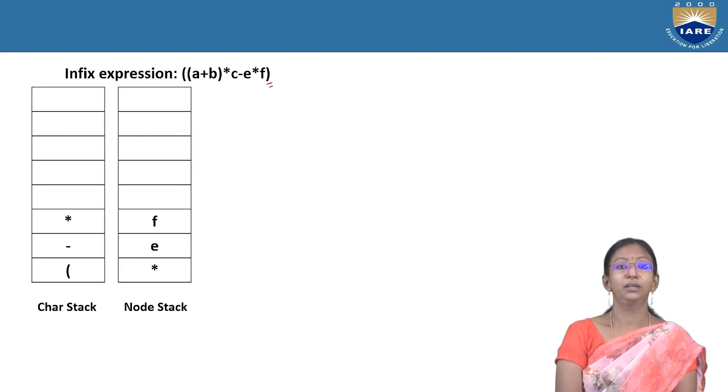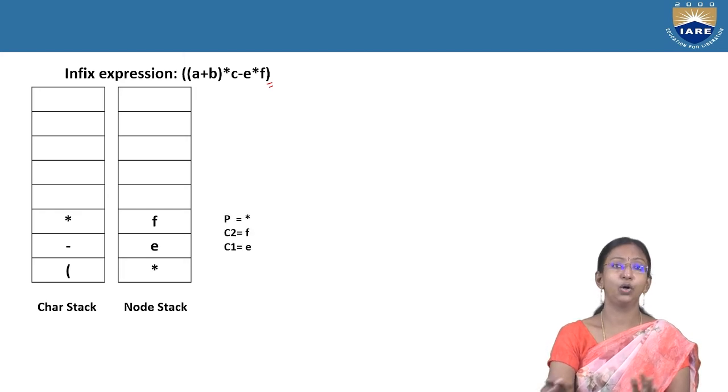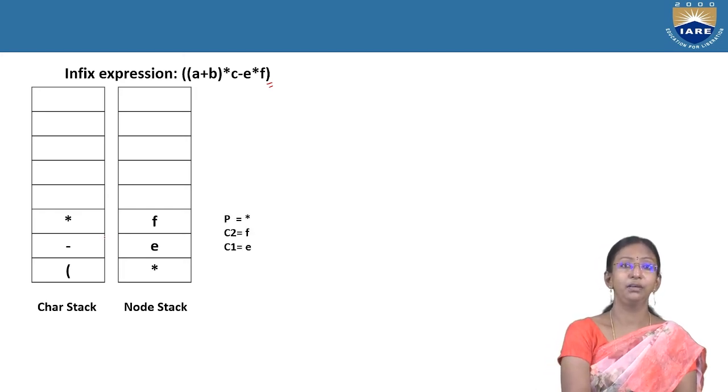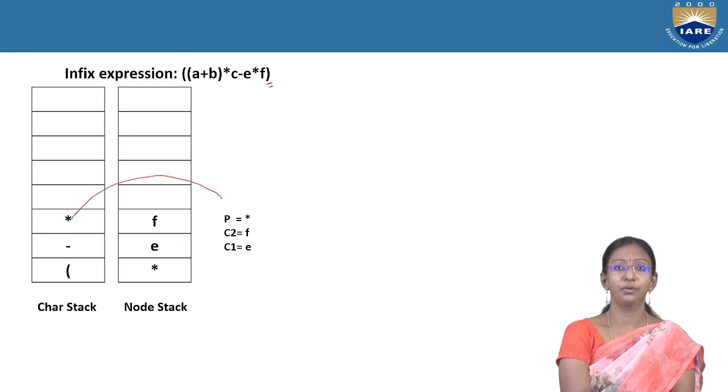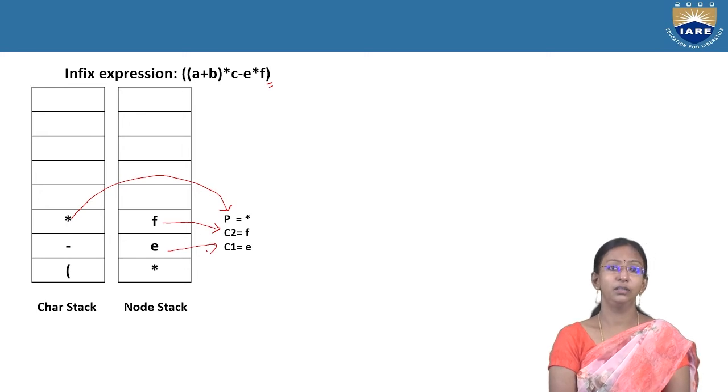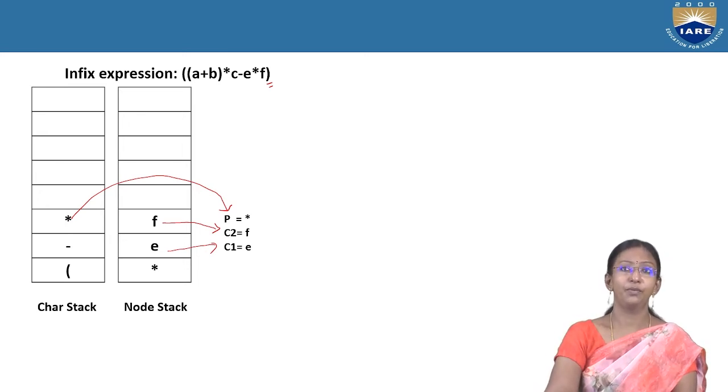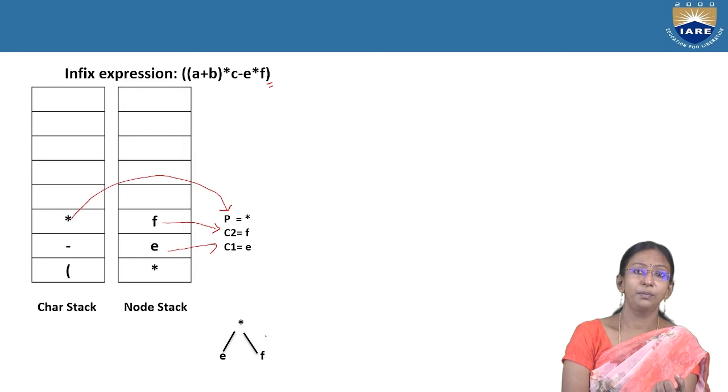What are we supposed to do now? Make the element on top of the character stack the parent, the same process which we have done previously. The element on top of the node stack becomes the right child, and the element below it becomes the left child. Construct a sub-expression of the same. So multiplication acts as the root, the left child is E, whereas the right child is F. Right? This is the sub-expression binary tree that we are going to get.